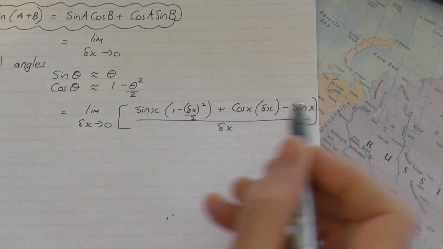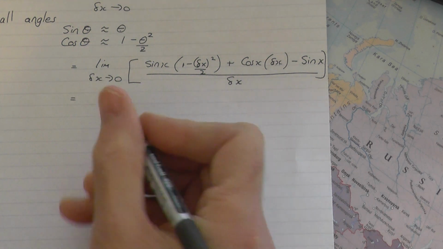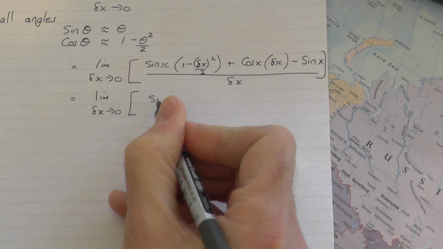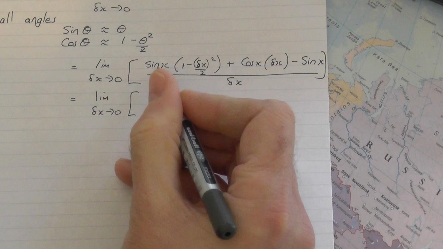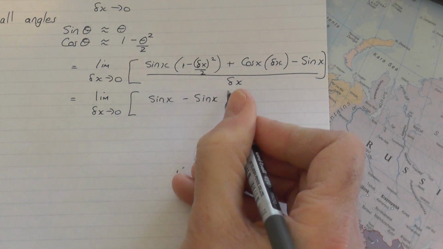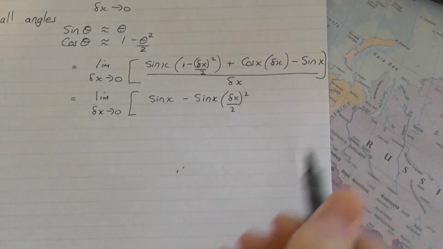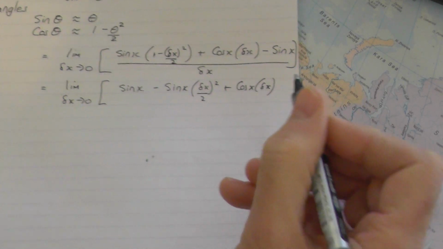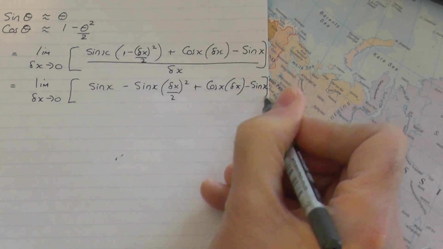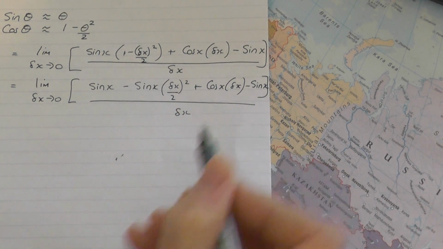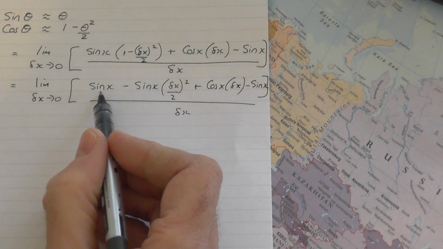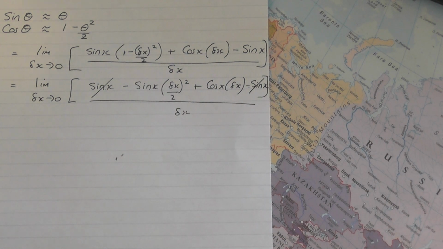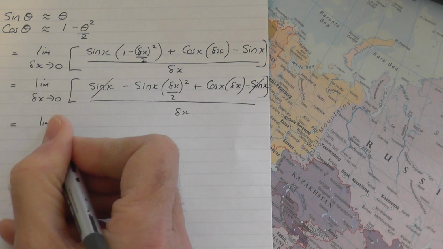Okay, now I'm going to expand out this bracket. So it's the limit as delta x tends to 0. Expanding this out, sine x times 1 is sine x, minus sine x times this is going to be that, plus I'll leave this one alone, and don't forget I've still got the minus sine x on the end, all divided by delta x ultimately. Now you'll notice that you've got a sine x and minus sine x, at the beginning and end, they can cancel out, so they vanish with each other on the top line.